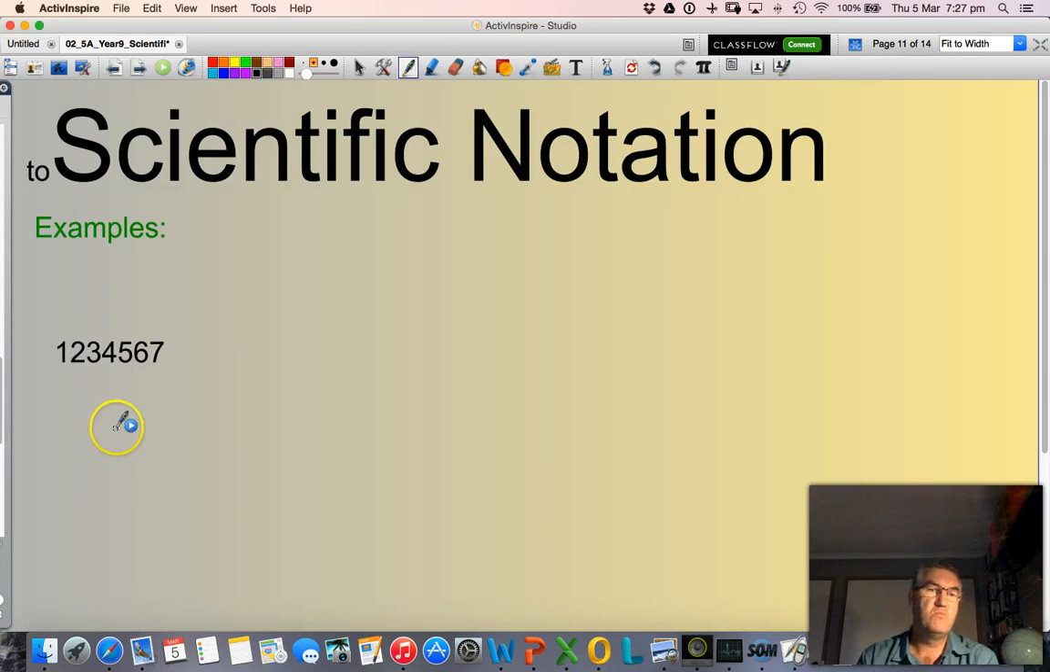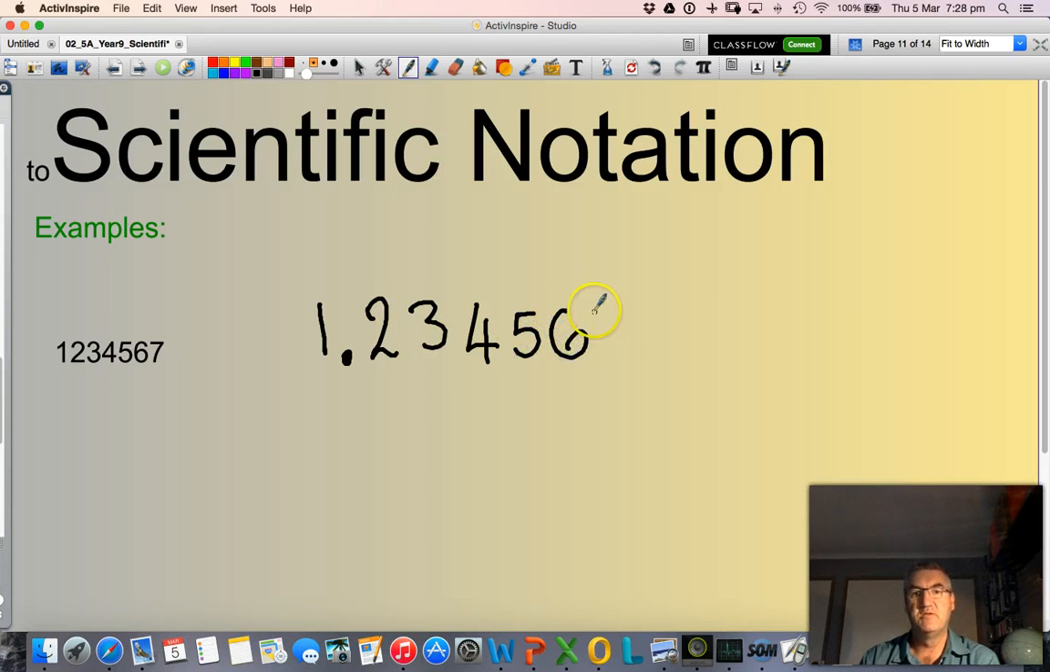So this time we have the numbers 1, 2, 3, 4, 5, 6, 7. So the first thing I ask myself, is that a number greater than 1? Yes, it is. So therefore my power will be positive. Now, next thing, my decimal point will go after the first non-zero digit. So that's my 1. And then I'll write the rest of the numbers 2, 3, 4, 5, 6, 7.